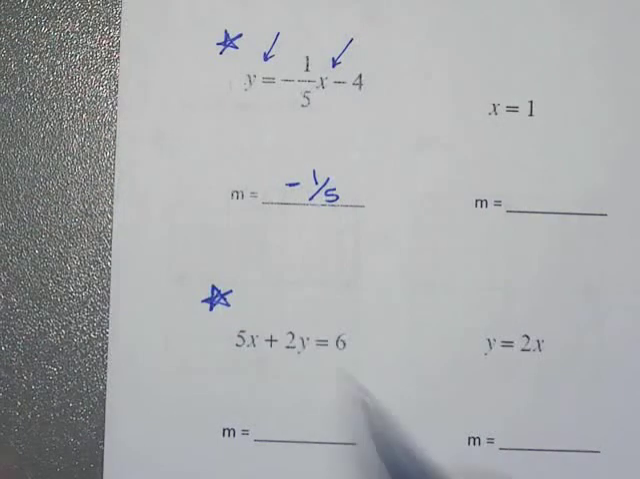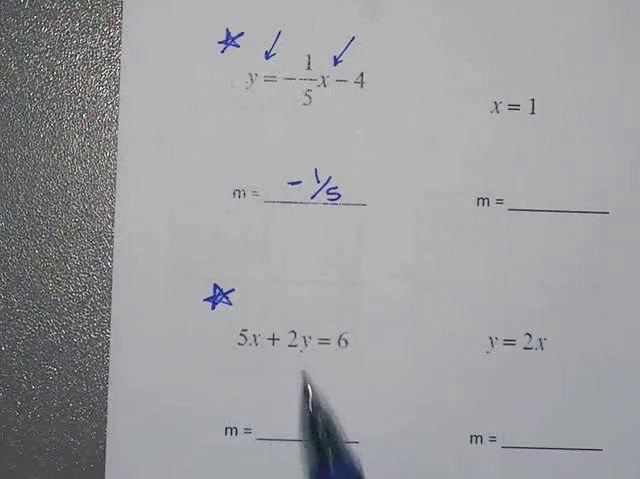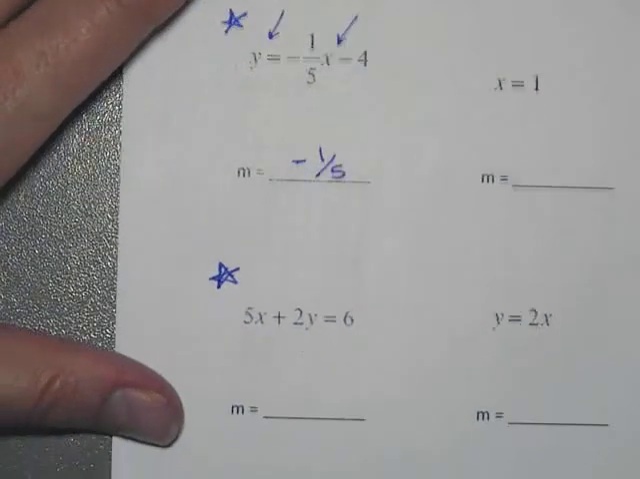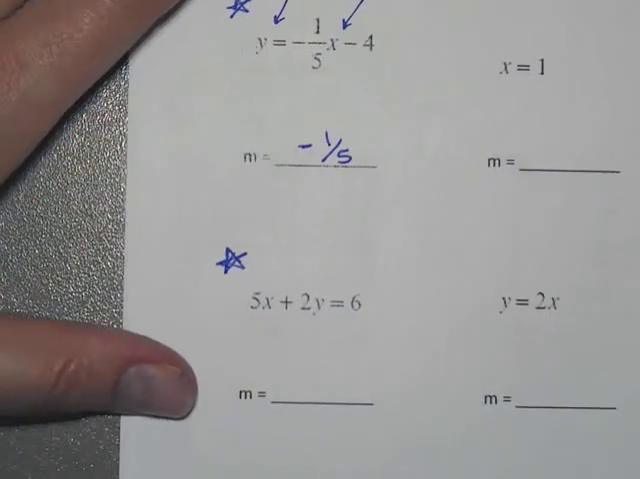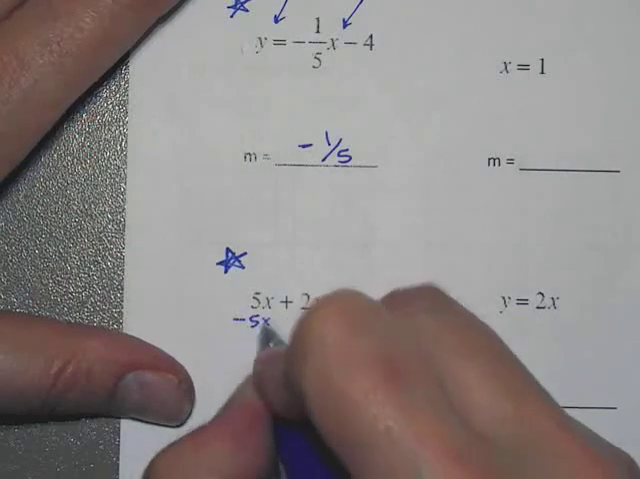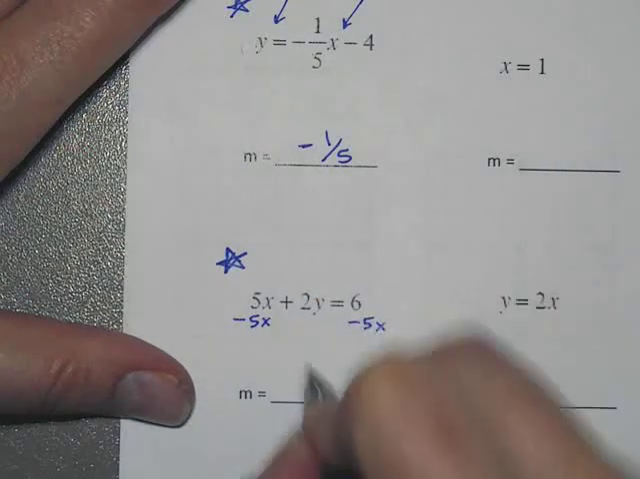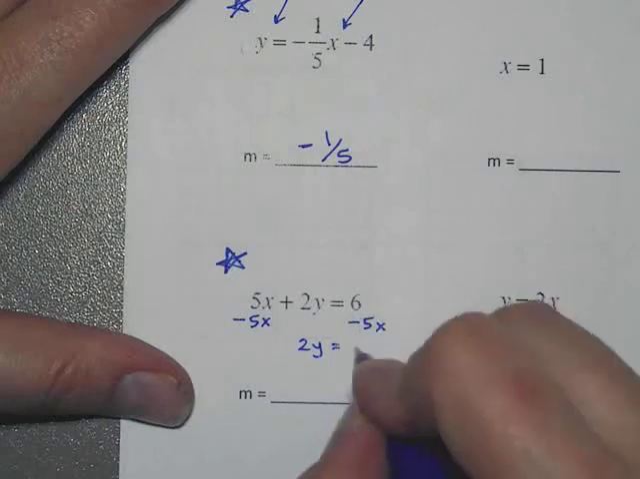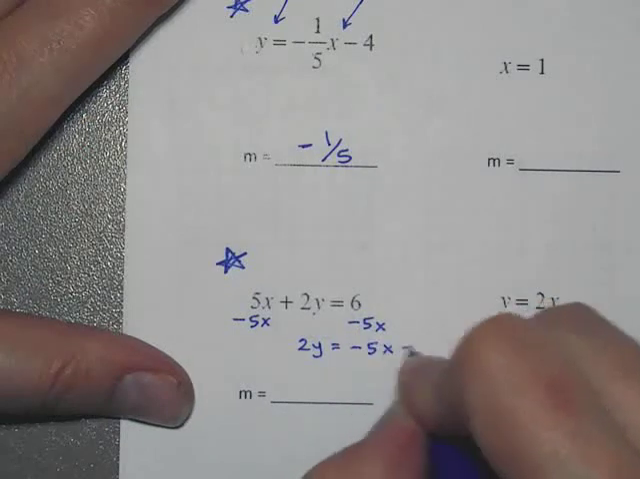Now this one down here is a little bit trickier. Y is not by itself. So we have to get y all by itself before we can identify the slope. So to get y by itself here, first I have to move my x term. So I'm going to do a -5x to each side. So 2y equals, and these aren't like terms here, so I can't combine them. So I just list out -5x plus 6.